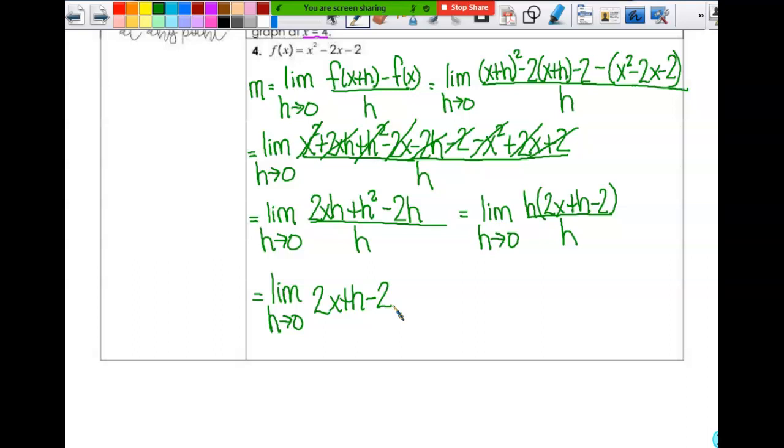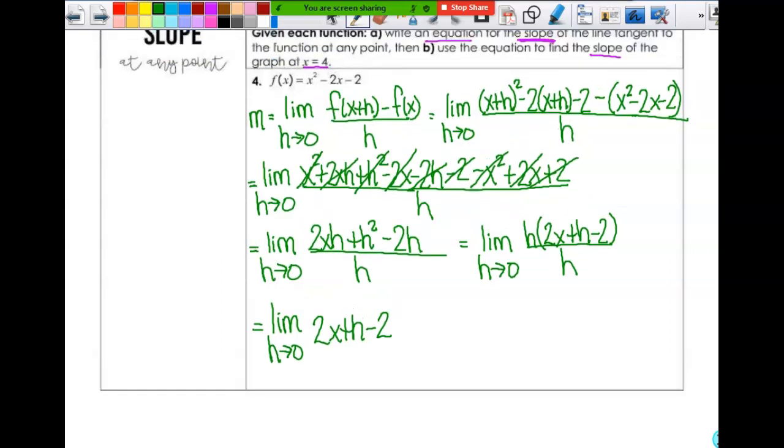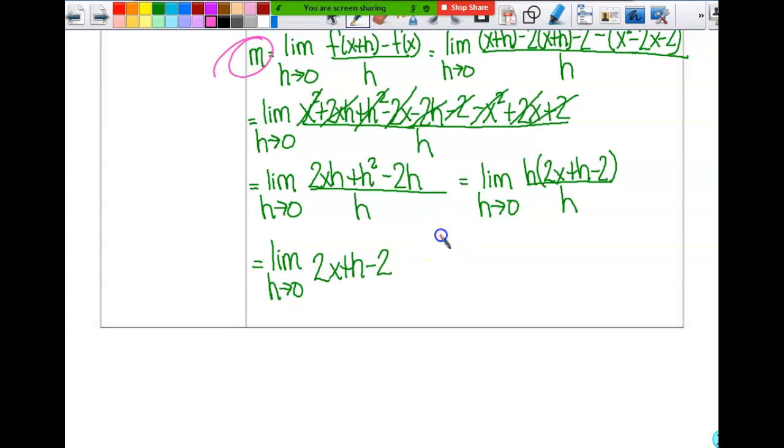So here's what we're asked to do. Now remember, all of this equals m, right? It's all m. It says, write an equation for the slope of the line tangent to the function at any point. So since I don't have a specific x, that means my x could be anything on that function. So to do that, the a part, I'm going to evaluate the limit at 0, which is going to give me that the slope equals 2x minus 2. Because when h is 0, I get 2x minus 2. And this is my answer for A.